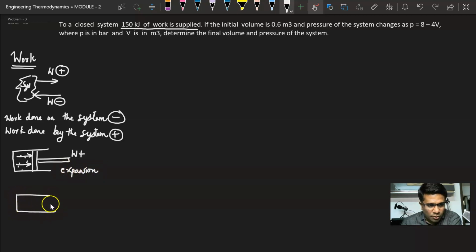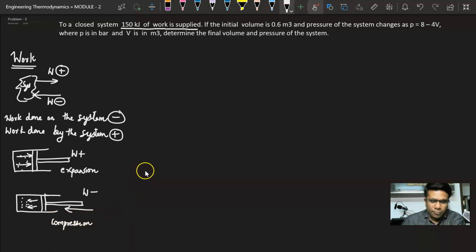Now, on the contrary, if the piston cylinder arrangement is operated in such a way that we exert a force on the piston so that the air inside or the gas inside the cylinder gets compressed, then that work is a negative work. It is also called a compression work, which is taken as negative. Now, keeping in mind, when you are doing any problem from work done, this is very important that the sign for work is to be applied in the proper way.